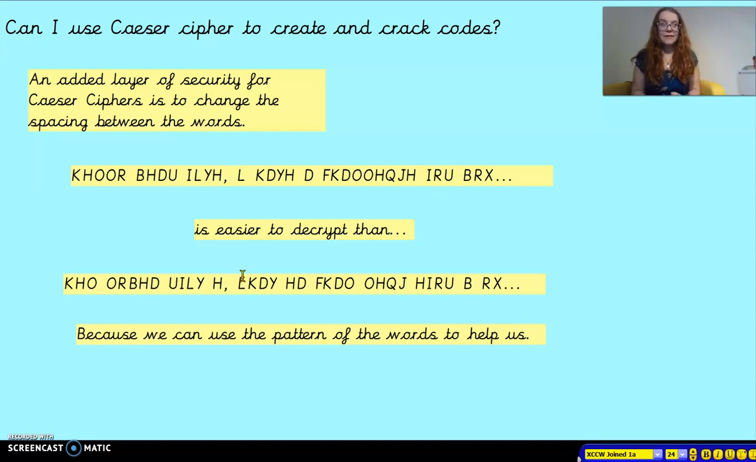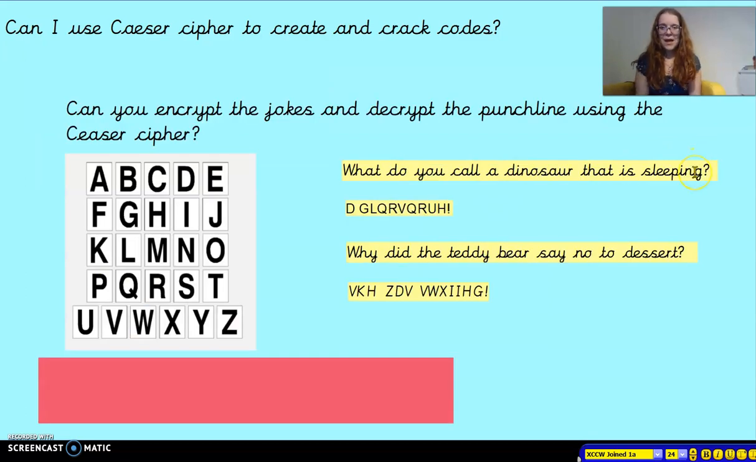So if you are creating ciphers, a great way of adding security to stop someone cracking your code, if you don't want them to, is to change the spacing of the words. Okay, let's have a look at the next slide.